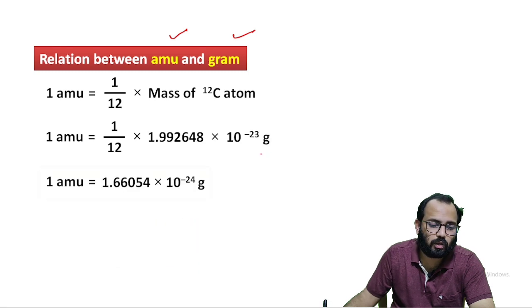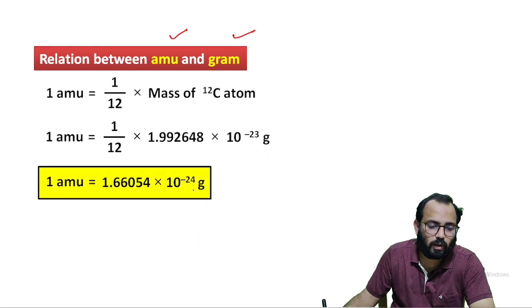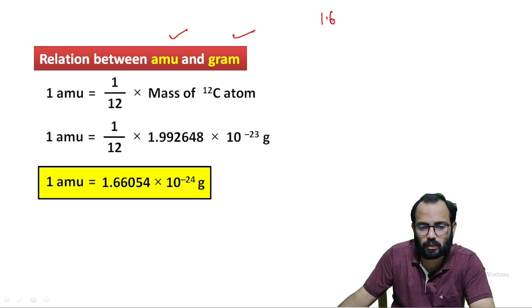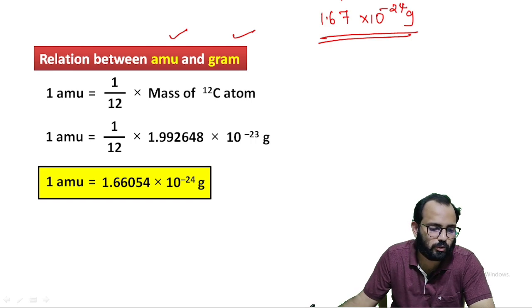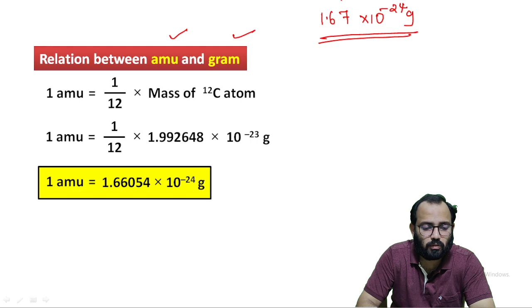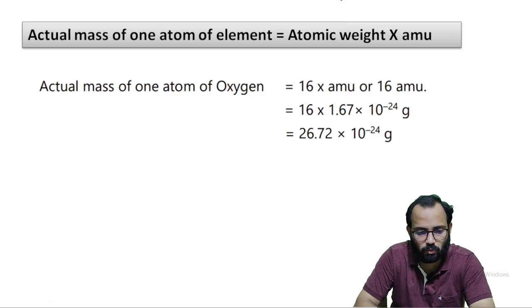1 AMU is equal to 1.6605 into 10 power minus 24. Some books might have written it as 1 AMU is equal to 1.67 into 10 power minus 24 gram. Both are okay, there is a little difference, so you can manage. 1 AMU is equal to 1.6605 into 10 power minus 24 gram.